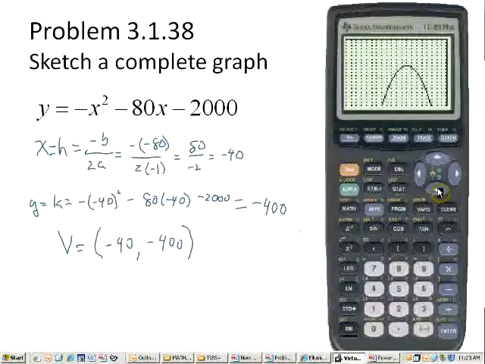Anyway, we looked at 3 different graphs of this. All of them were in some sense a complete graph. This last one shows the axes, shows quite a bit of the graph. And this will then complete this particular exercise, problem number 38 out of section 3.1.